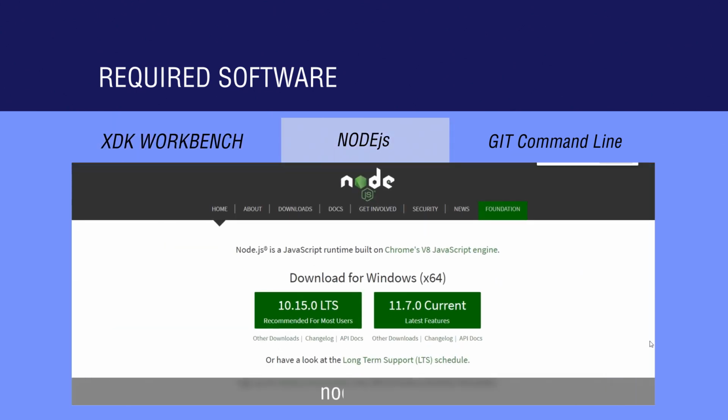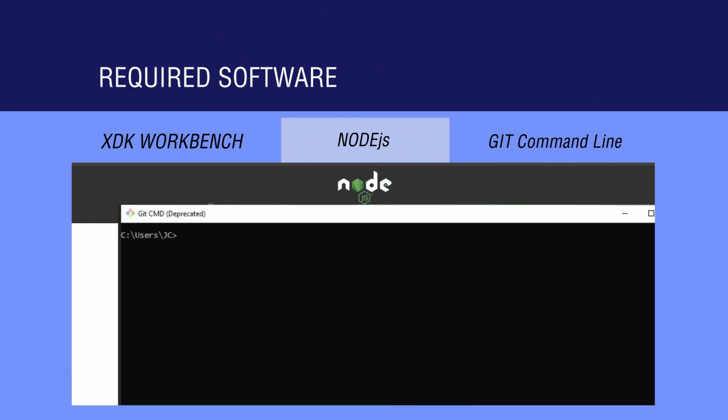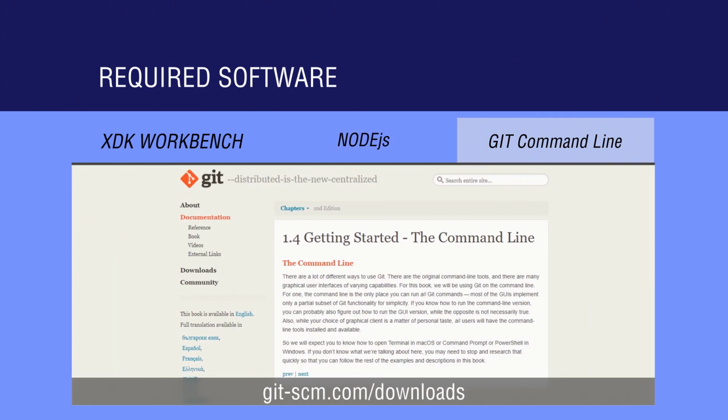You will also need to have Node.js installed. You can get it by entering nodejs.org and downloading the version that suits your system. If you want to know whether you have it already installed, you can type the command line node -v. If it returns a version number, then Node.js is already installed. Lastly, the git command line is not mandatory, but it's a handy tool, so you might want to install that as well.